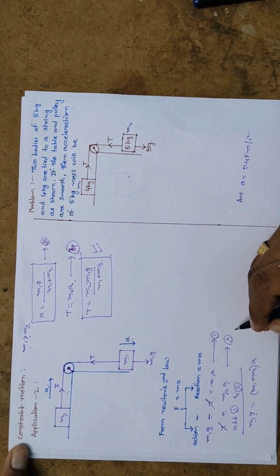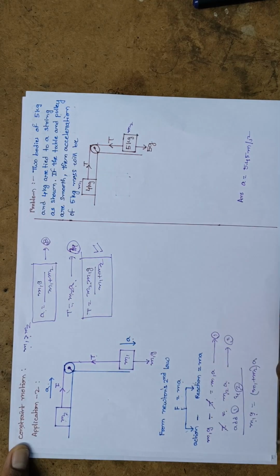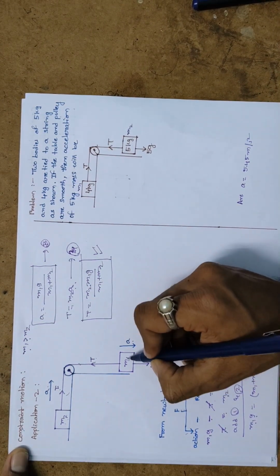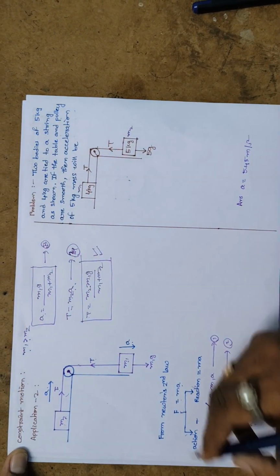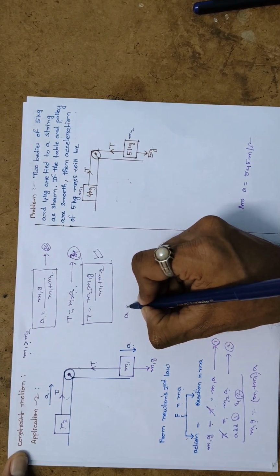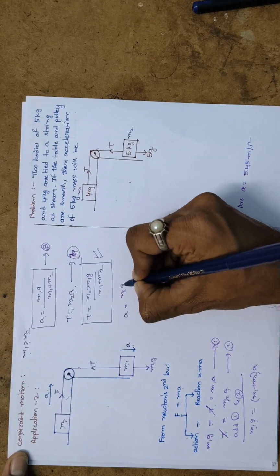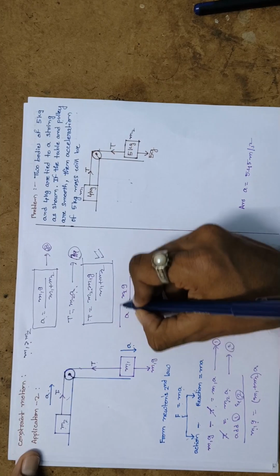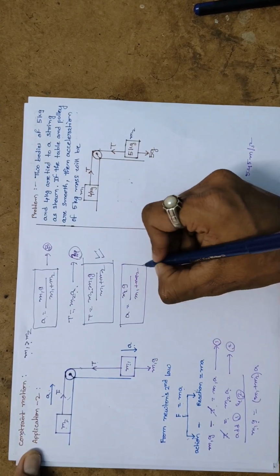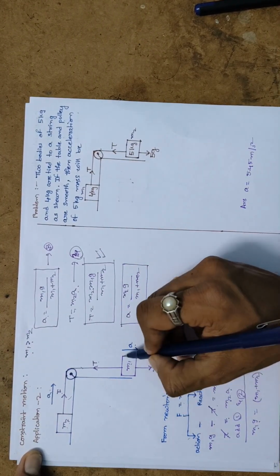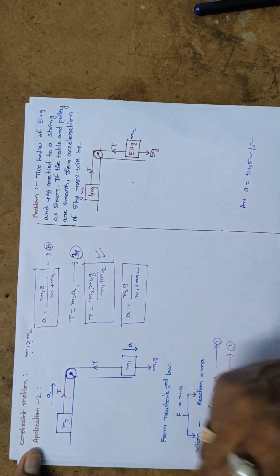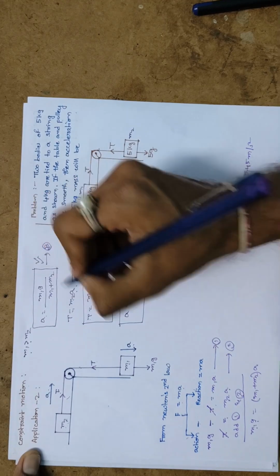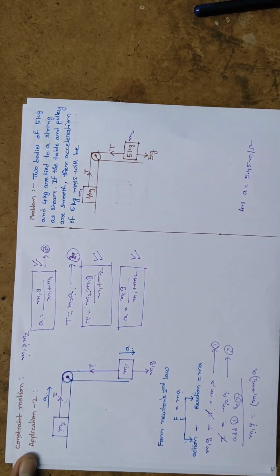Now in some problems the diagram will be the same, but instead of M1 they will treat this one as M2, and this one as M1. In that case, acceleration A is equal to M2G by M1 plus M2. Again I am telling, in some problems they will mention this mass is M2 and this mass is M1. In that case we will use this formula, otherwise this one. Okay, so I hope you understand.